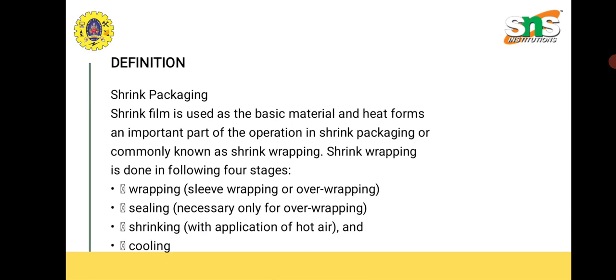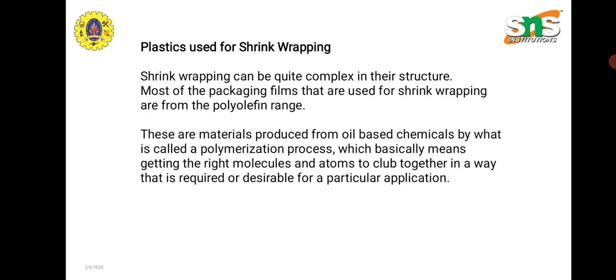Shrink packaging. Shrink film is used as the basic material and heat forms an important part of the operation in shrink packaging, or commonly known as shrink wrapping. Shrink wrapping is done in the following four stages: wrapping, sealing, shrinking, cooling. Wrapping includes sleeve wrapping or over wrapping. Sealing is necessary only for over wrapping. Shrinking with application of hot air, and cooling.